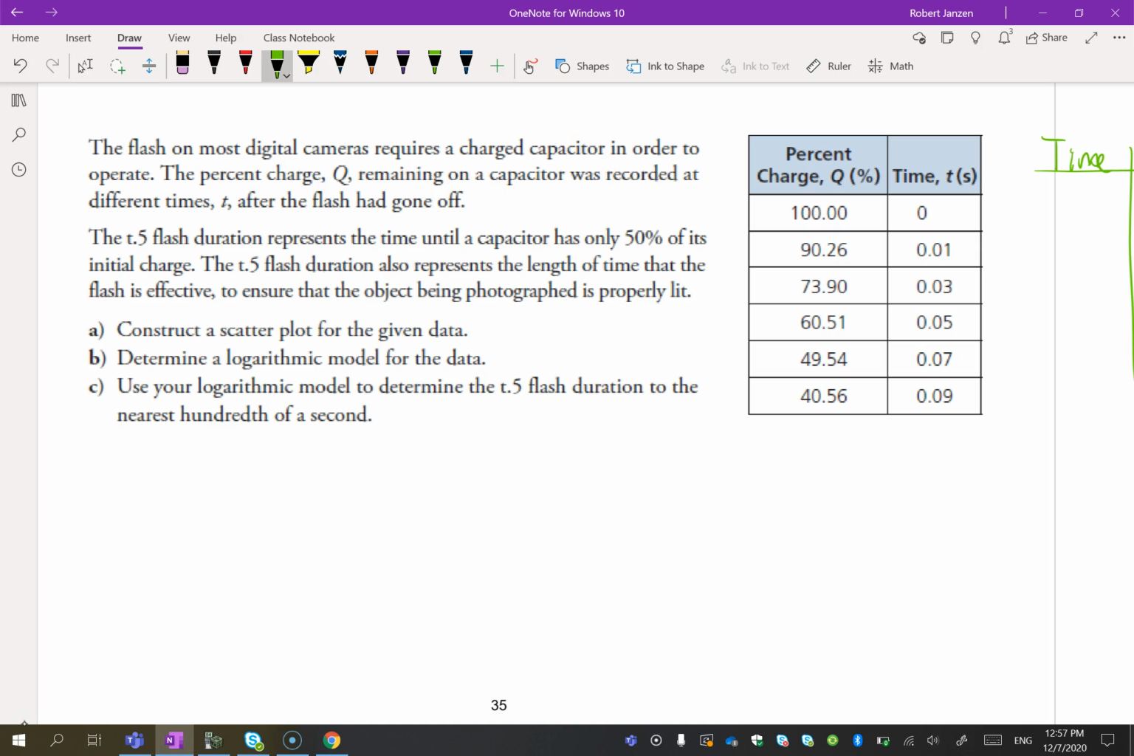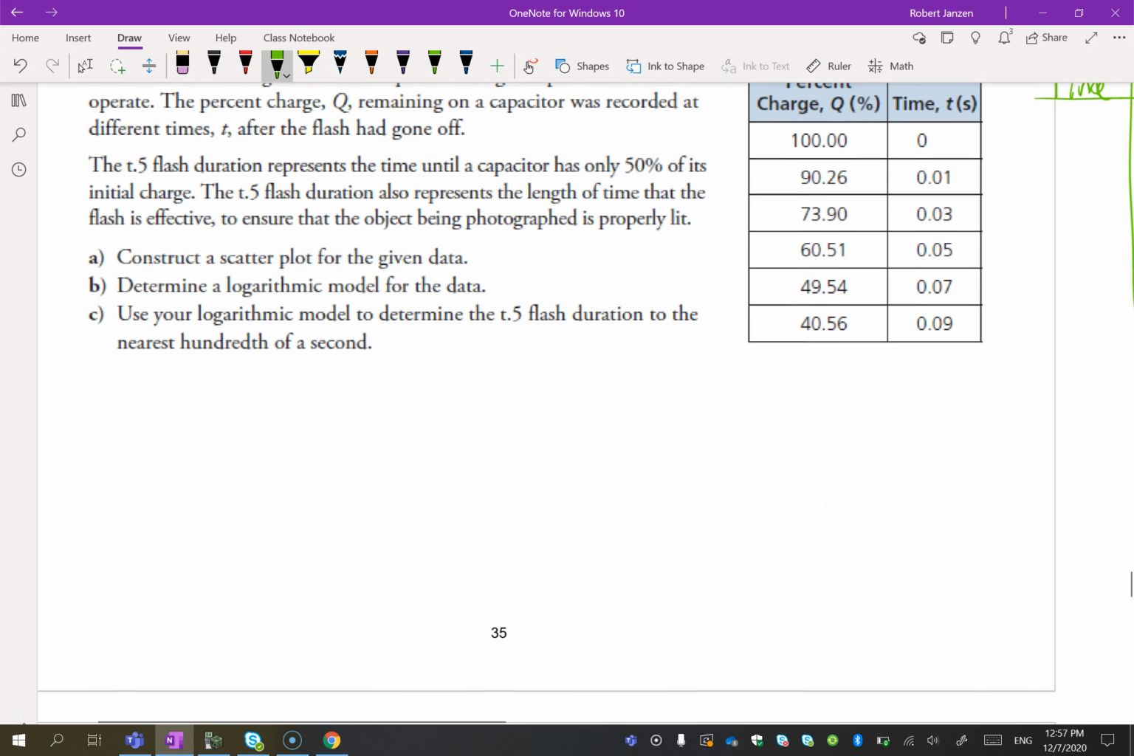Okay, so the T5 flash duration represents the time until a capacitor is only 50% of its initial charge. The T5 flash duration also represents the length of time that the flash is effective, so ensure that the object being photographed is properly lit. Okay, here's another reason why I don't really like these log questions: I don't know about you, but that doesn't make sense to me, what I just read there. It's hard to do a word problem and understand the context and try to force it into a log equation. Whereas some of the other ones, like exponential growth, population growing, make sense to me. It's easy to see that. I understand how it's doubling or whatever else it might be doing. This is difficult to understand. But we can do it. We can do what's asked.